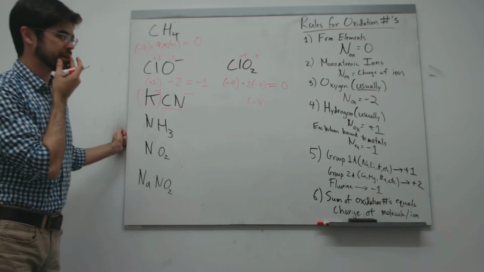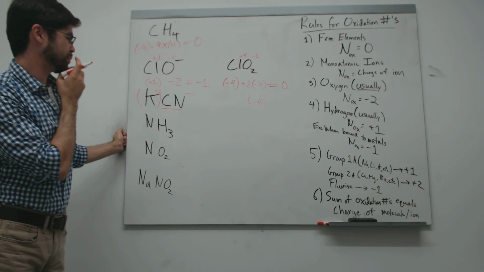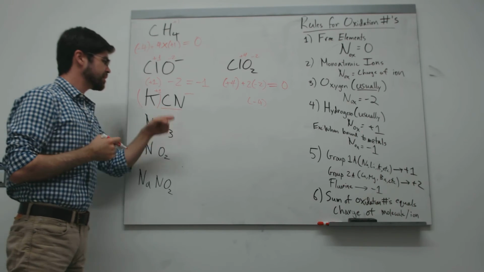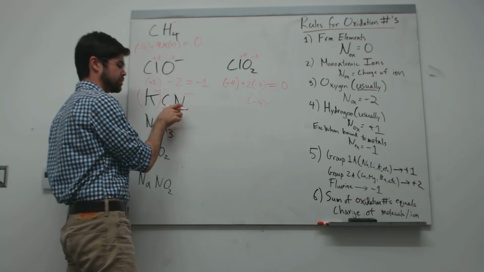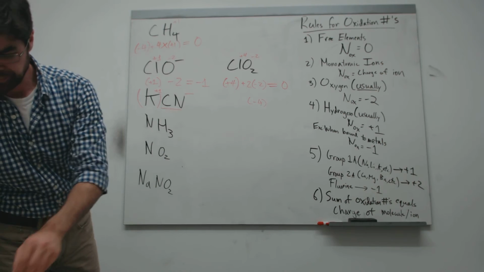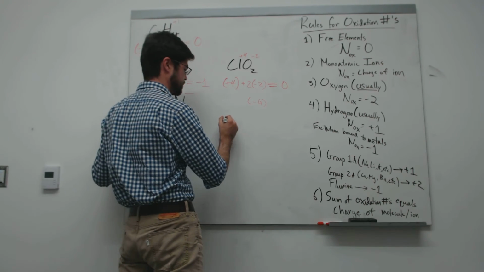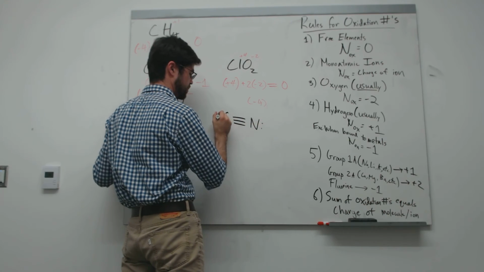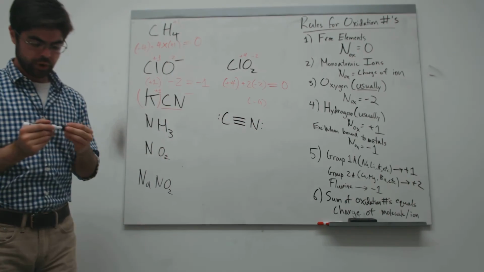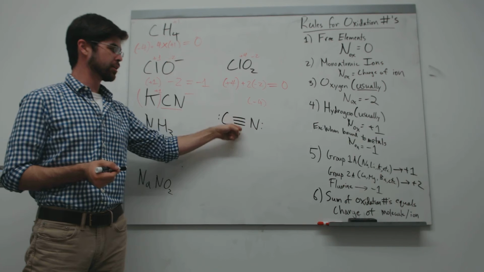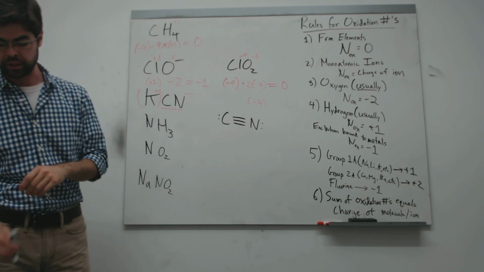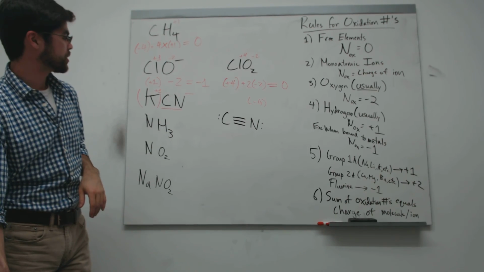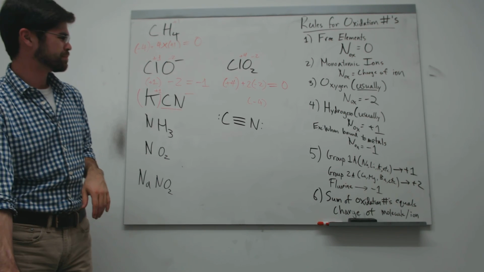Oh, I apologize. That's a tricky one right there, isn't it? So let's figure this one out and see how we can do this. So cyanide looks like this. So we have 6 shared electrons in this molecule, and the molecule has a net negative charge.